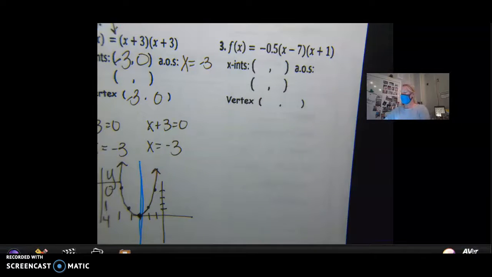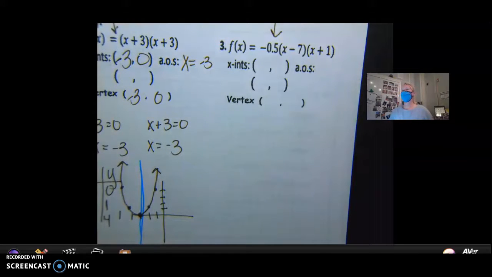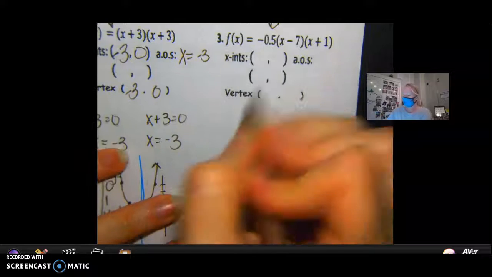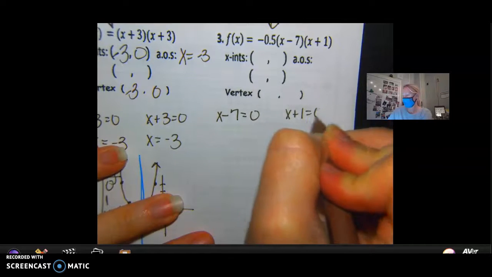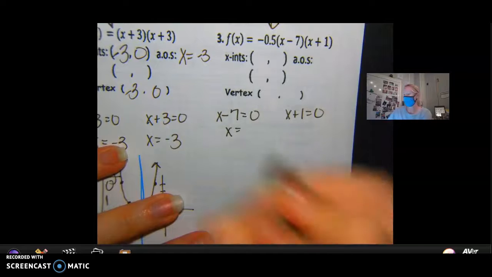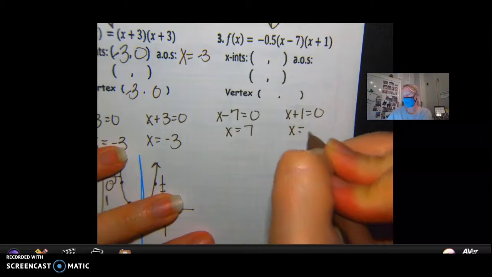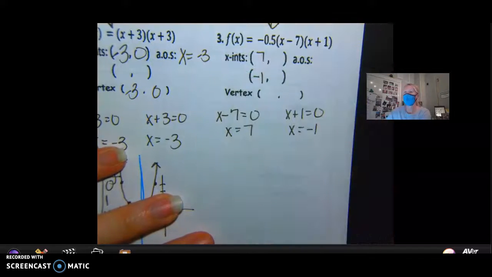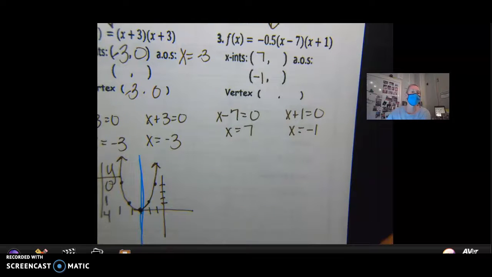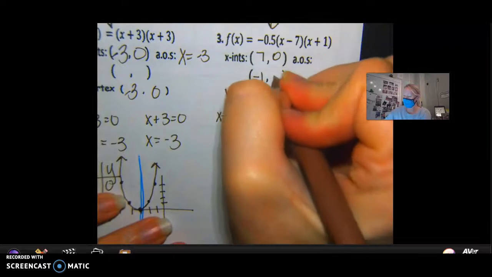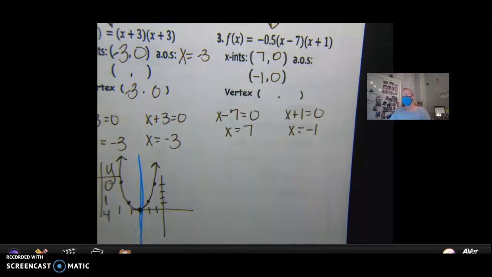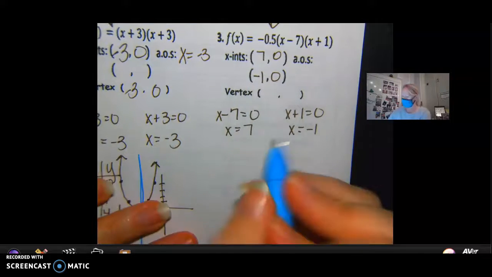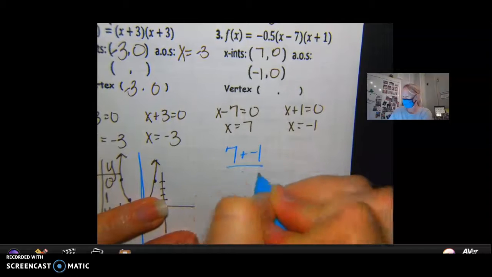Okay, looking at my A value. This A value is telling me that this will go up or down? Down, so max or min? Good. So now set both of these equal to 0. X equals what here? 7. X equals what here? So we have a 7 and a -1. What's my y value on both of those x-intercepts? Awesome. To find my AOS and the x value of the vertex, what do I do with those 2 numbers? Awesome. Good job. Add them, divide by 2.